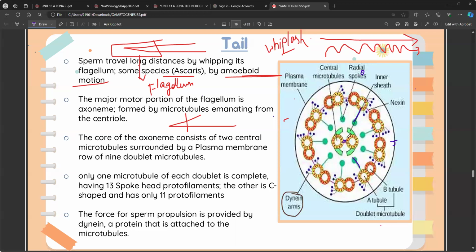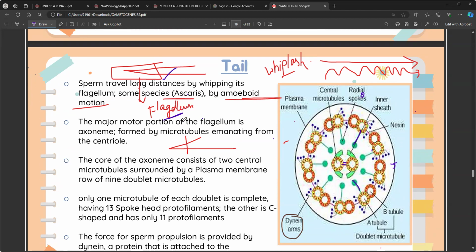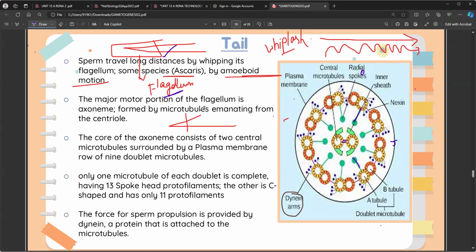So I will repeat this completely. If the sperm wants to move, the active part of the sperm that is involved in motility is the tail. So the tail is basically made up of a flagellum. And if you take the cross section of the flagellum, it is majorly made up of the axoneme. And if you look into the structure of the axoneme, it contains two central microtubules which are surrounded by 9 microtubule doublets, and all the 9 microtubules are projected radially towards the two central microtubules with the help of radial spokes.